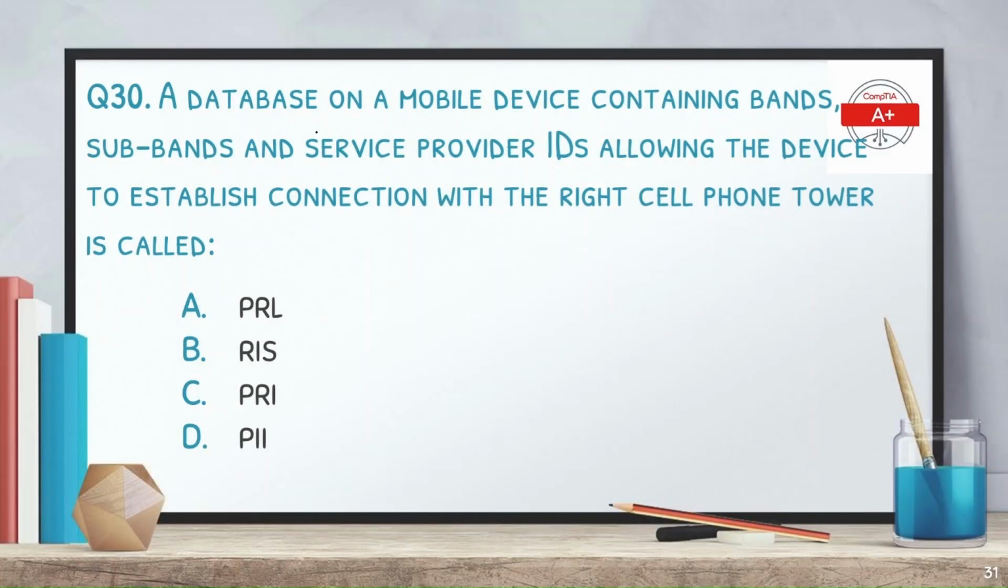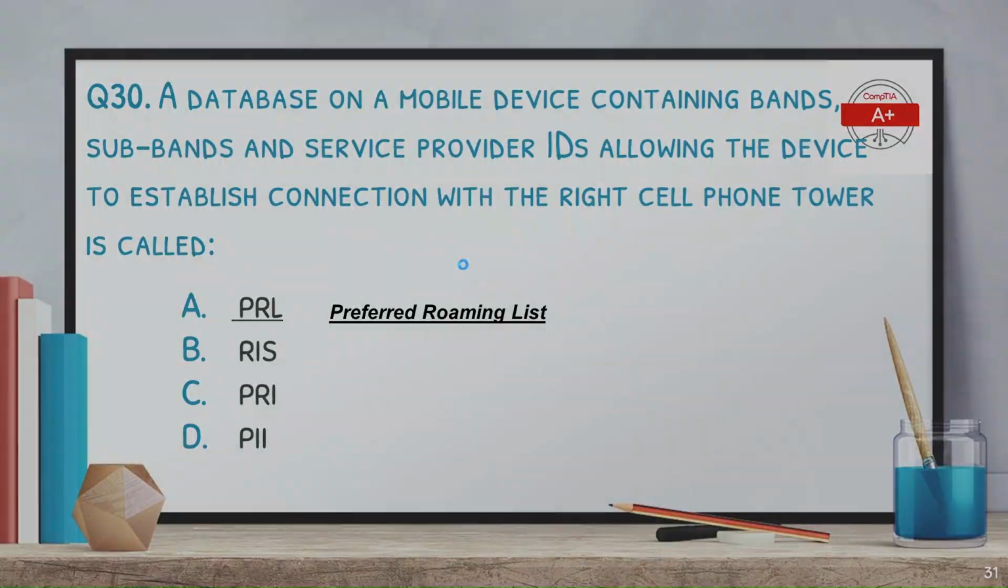Question number 30 is that a database on a mobile device containing bands, subbands, and service provider IDs allowing the device to establish connection with the right cell phone tower is called, and the options are A, PRL, B, RIS, C, PRI, and D, PII. And the correct option is the PRL or the preferred roaming list.